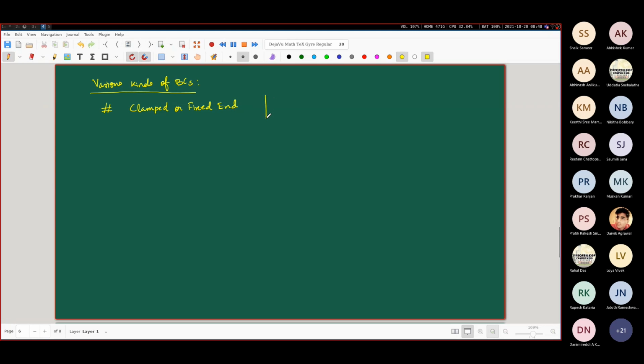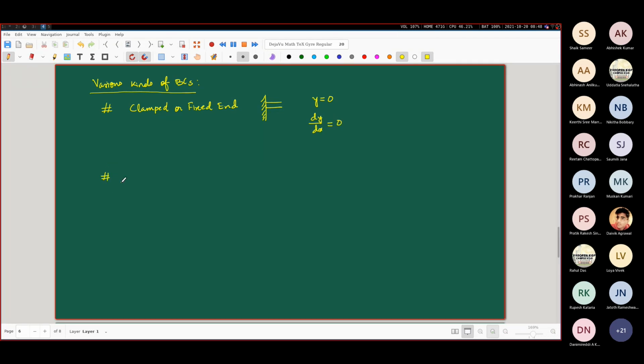So it's like this. This is the end of the beam. And for here, I have y equal to 0 and dy/dx equal to 0. This we have already seen.